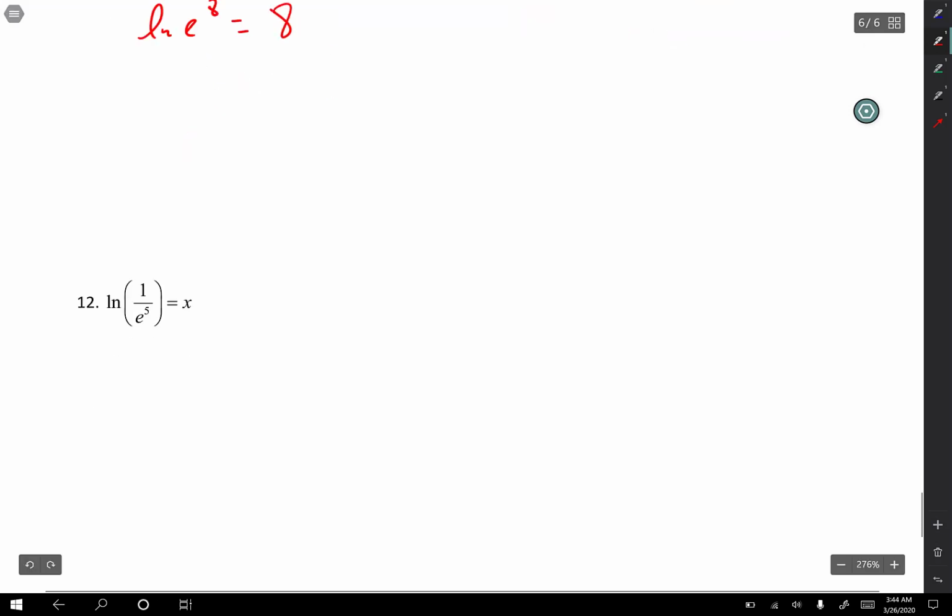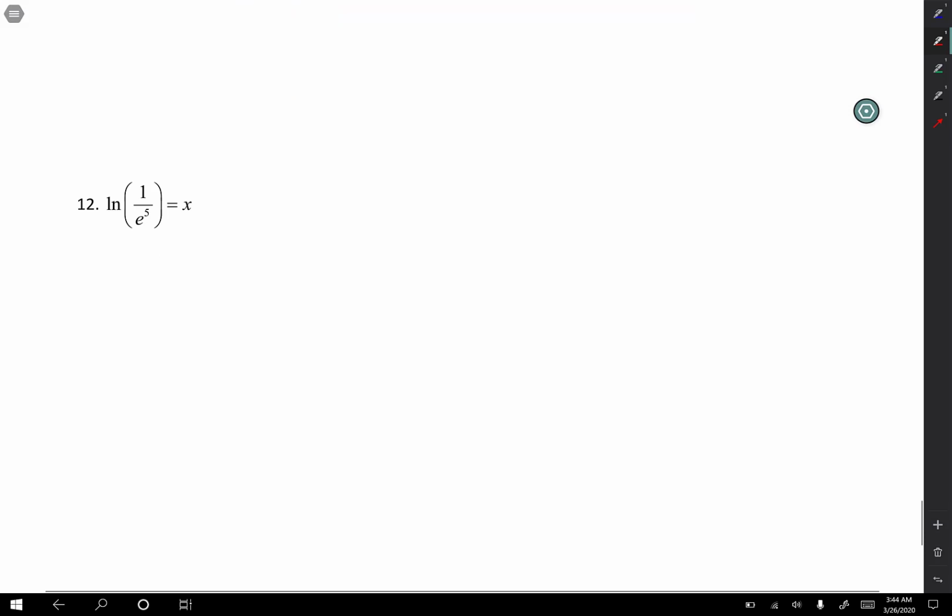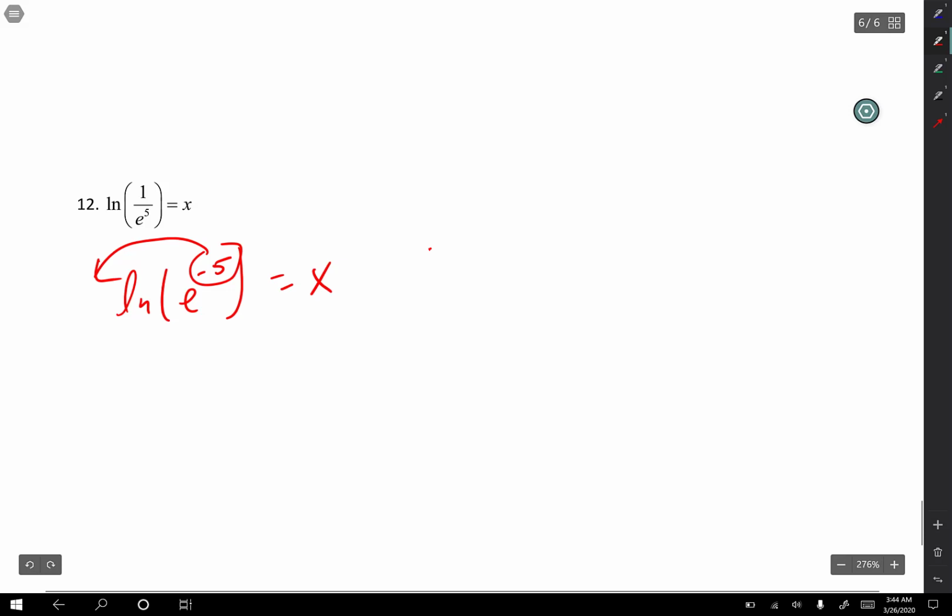All right, I think this is the last one here. So I want to know what this is. Notice it's 1 over e to the 5th. If you bring this up, you get ln e to the negative 5, which equals x. And then that negative 5, you can just bring right there in the front. Negative 5 ln of e equals x. Ln of e is just 1. So x equals negative 5.